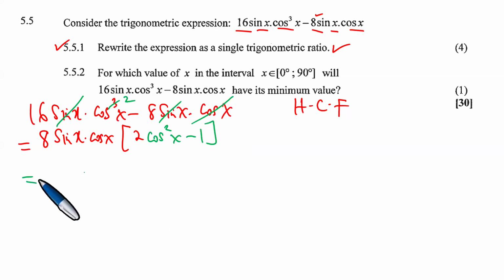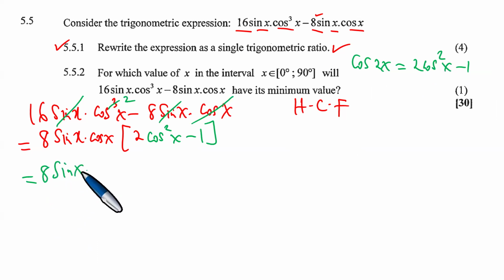What is next? This was a bit tricky for my students. What do you think, Noah? Cosine 2x, because we know that cosine 2x is actually 2 cosine squared x minus 1. So we have 8 sine x cosine x, and this is cosine 2x.